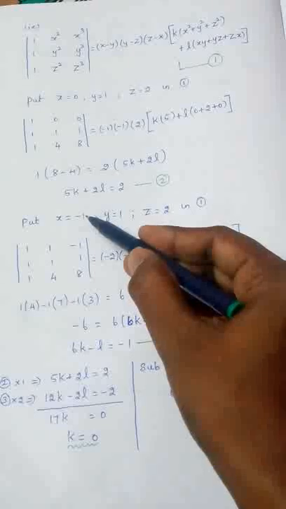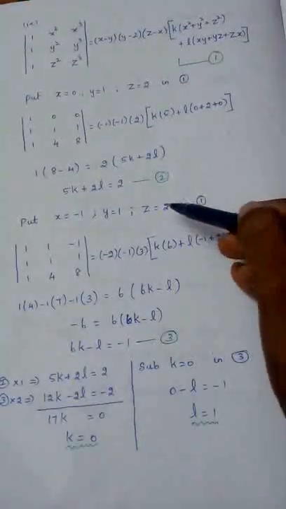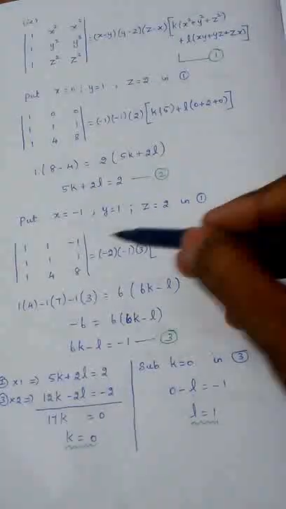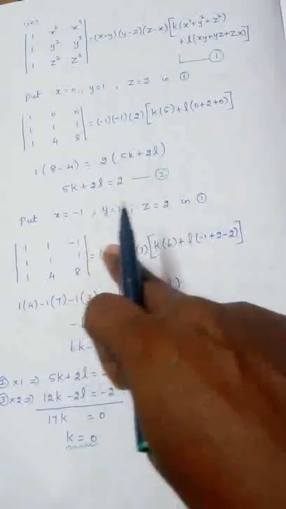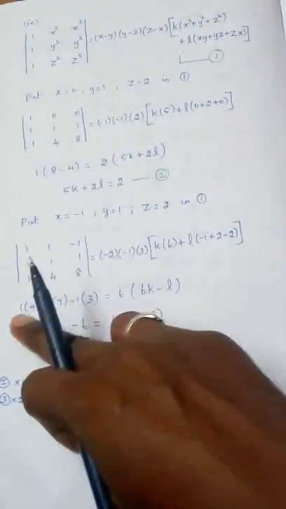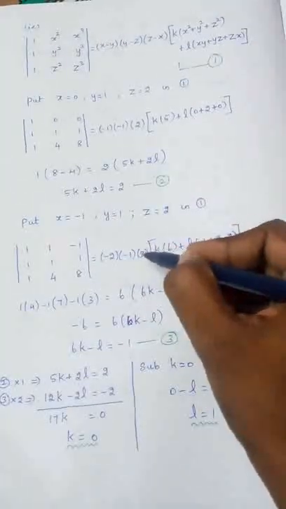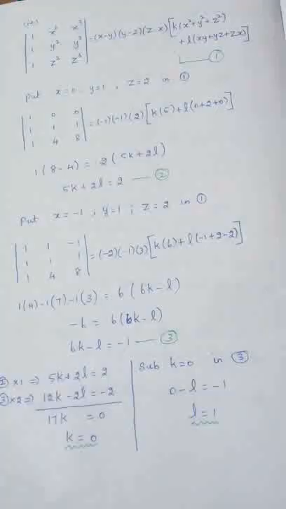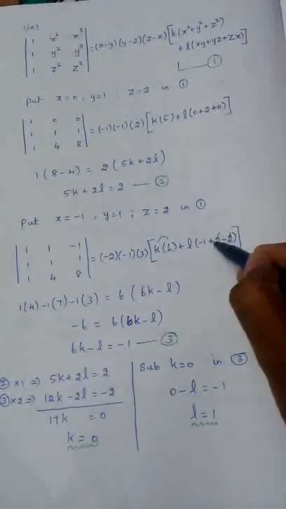In place of x, put minus 1. Wherever y is there, put 1. Replace z by 2. So you will get this. You just see the first equation and compare whether it is right or not. So if you do the calculation like this, expand the determinant, you will get these 3 terms. And if you multiply these 3, answer is 3 2s are 6, minus into minus plus. This is 6k, 2 gets cancelled, minus L.